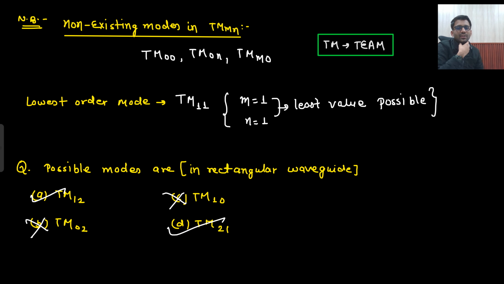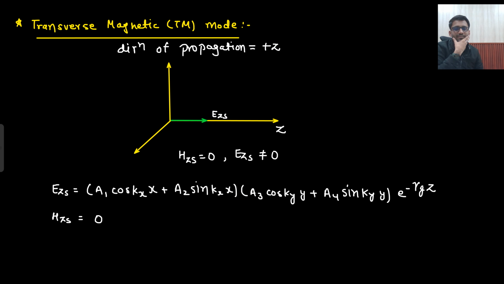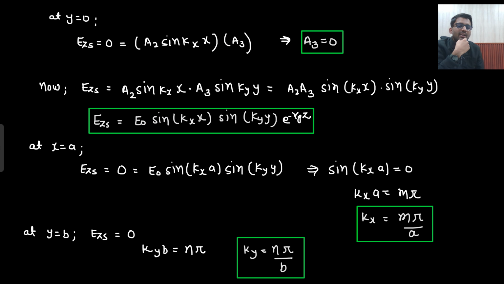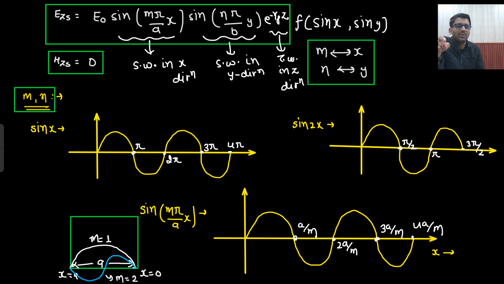No. Then we need to study transverse electric mode. So let's revise our transverse magnetic mode. We started from here. We understood the meaning of transverse magnetic mode, that our magnetic field will be 0 in the direction of propagation. Okay. But EZS will be non-zero. Certainly our EX, EY, HX and HY all are existing.